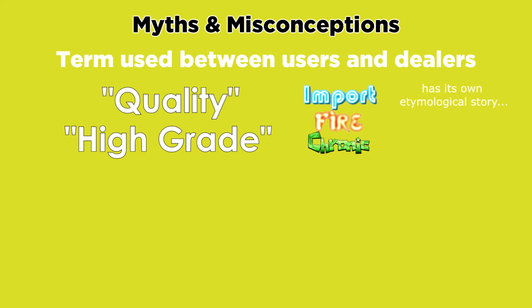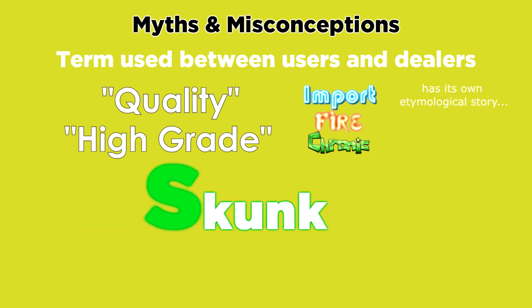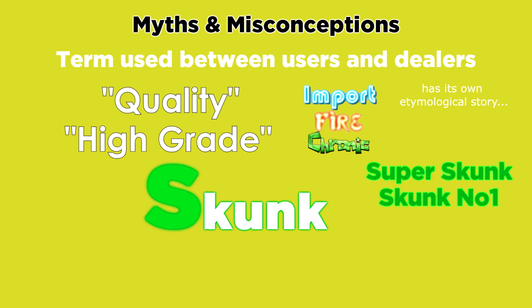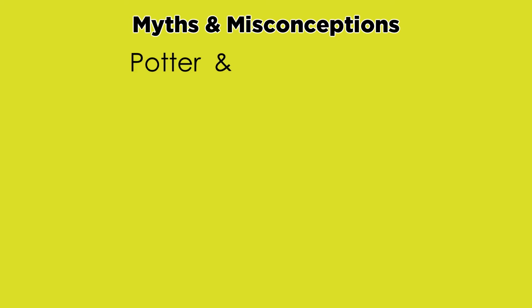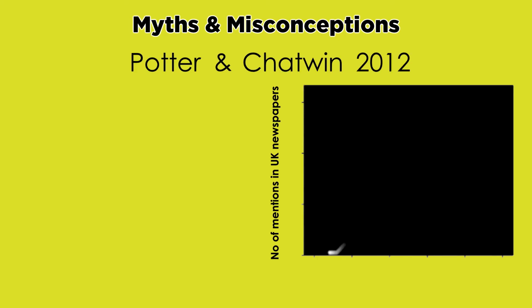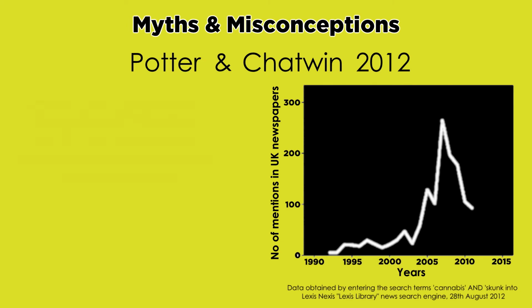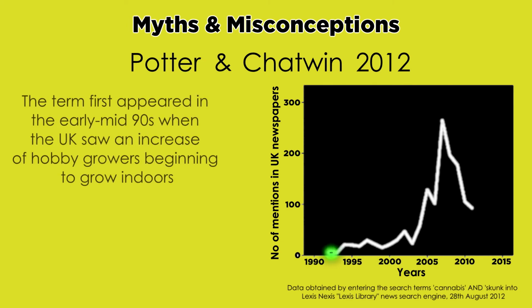And finally, using the uppercase S in the word skunk refers to specific strains such as super skunk, skunk number 1 or Hindu skunk, whereas a lowercase s for skunk means a generic phrase for any strong or potent cannabis. A study by Potter and Chapman in 2012 looked at the word skunk and when it had been used in the media. They found that the term first appeared in the early to mid 90s.